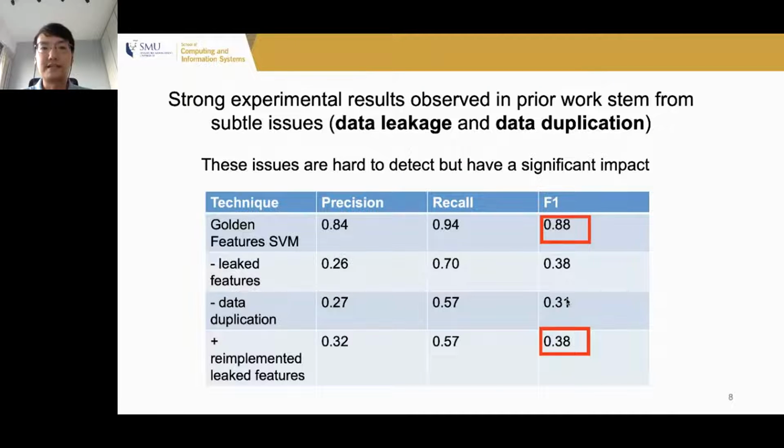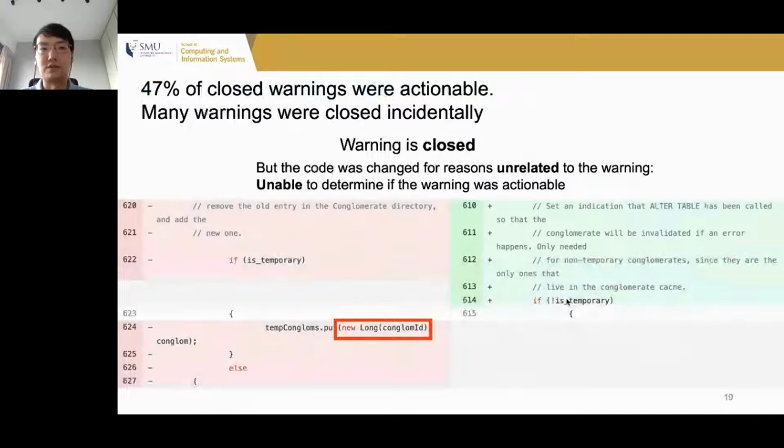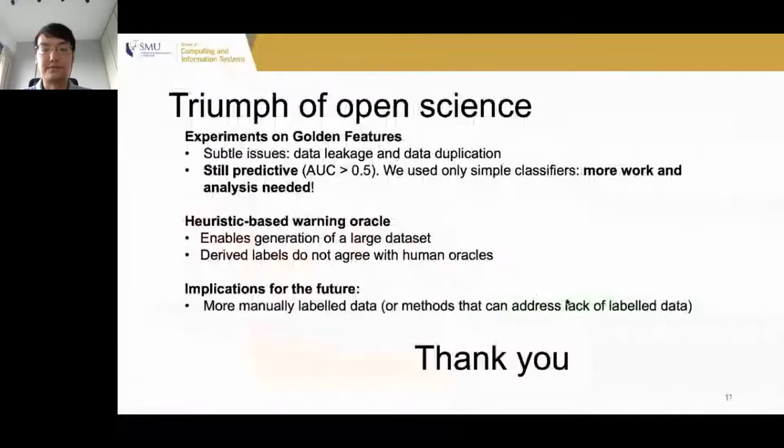Next, we also analyze the heuristic used to determine the ground truth labels. So the heuristic assumes that closed warnings are actionable. However, after two of the authors of the paper manually annotated the closed warnings, we find that many closed warnings were not necessarily actionable, and many of them were only closed incidentally. So in other words, the code was changed for reasons that were unrelated to the warning, and therefore we were unable to determine if the warning was actionable.